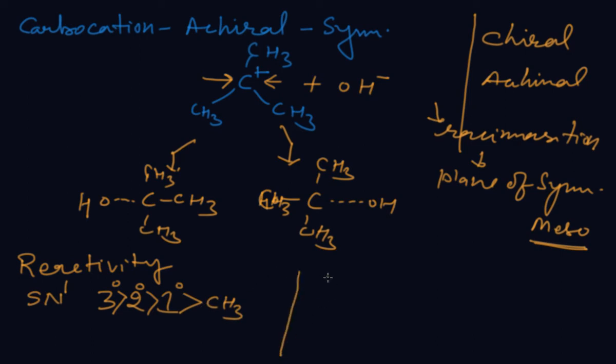This is SN1 and this is SN2. It means that in SN2, 1 degree is greater than 2 degree is greater than 3 degree. Why does it happen so? Because the tertiary carbocation stability increases. The stability of carbocation, and tertiary carbocation is more stable. That's why SN1, and there are a number of reactions which I will form in front of you with the tertiary carbocation.